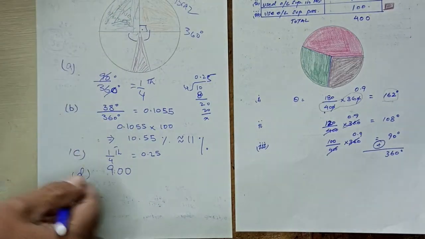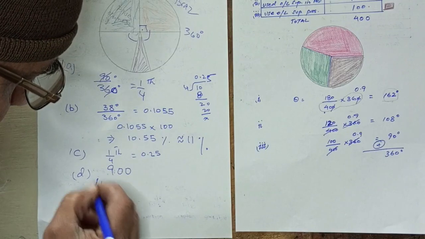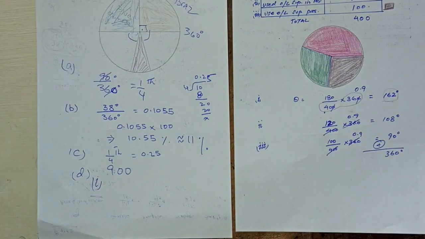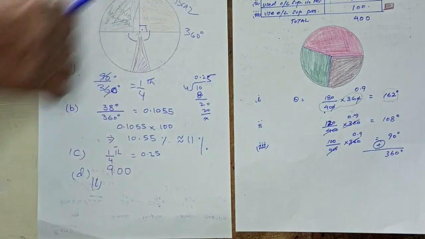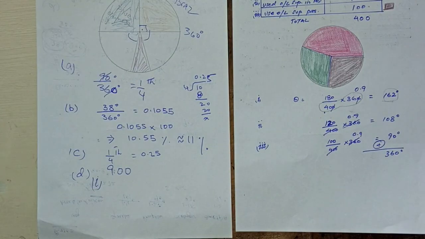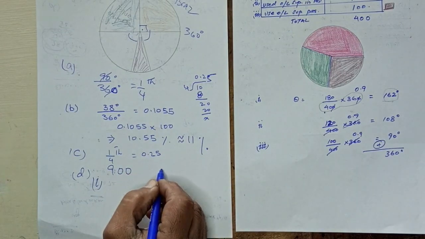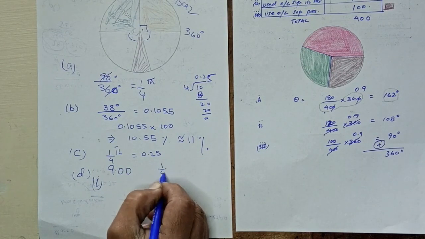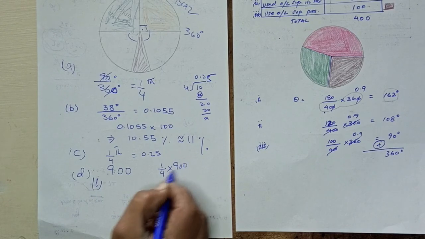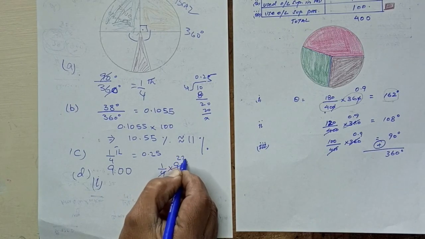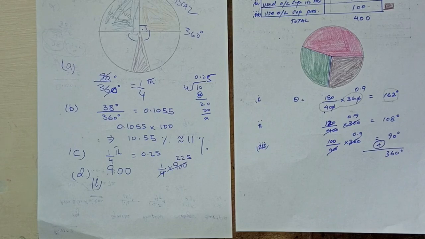So the first is for the Chinese. And we know that the Chinese are 1 by 4th of the total population. So 1 by 4th of the total population means 1 by 4th multiplied by 900. So it will simply become 225.